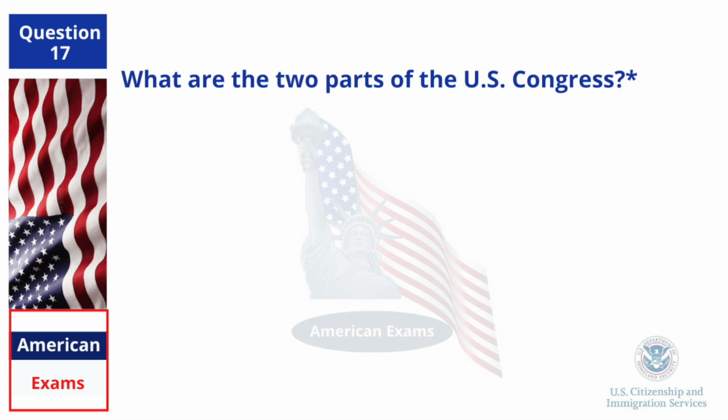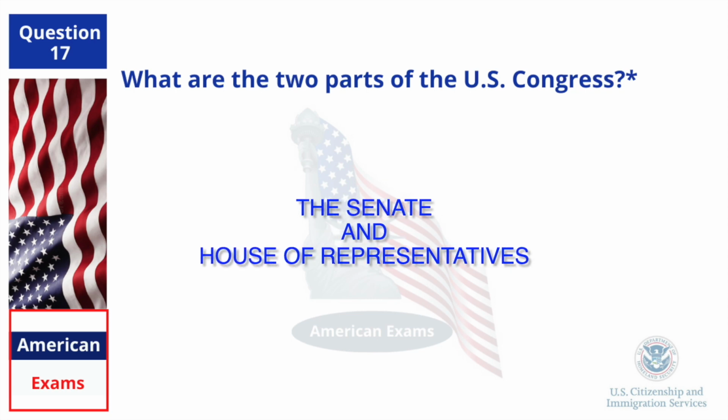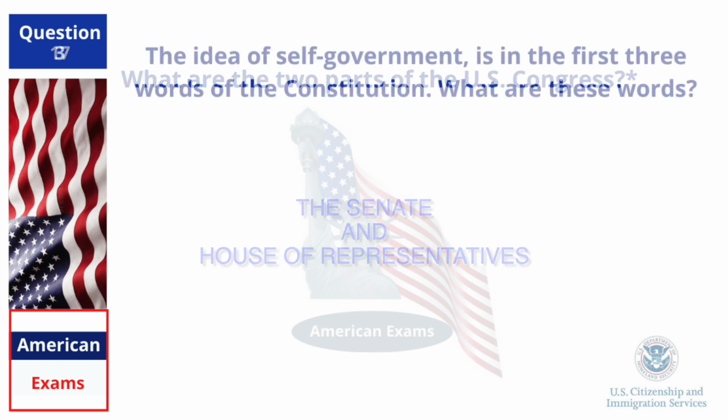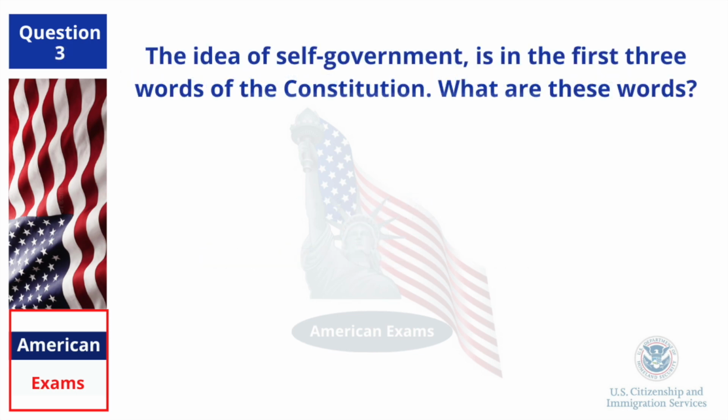What are the two parts of the U.S. Congress? The Senate and House of Representatives. The idea of self-government is in the first three words of the Constitution. What are these words? We the people.